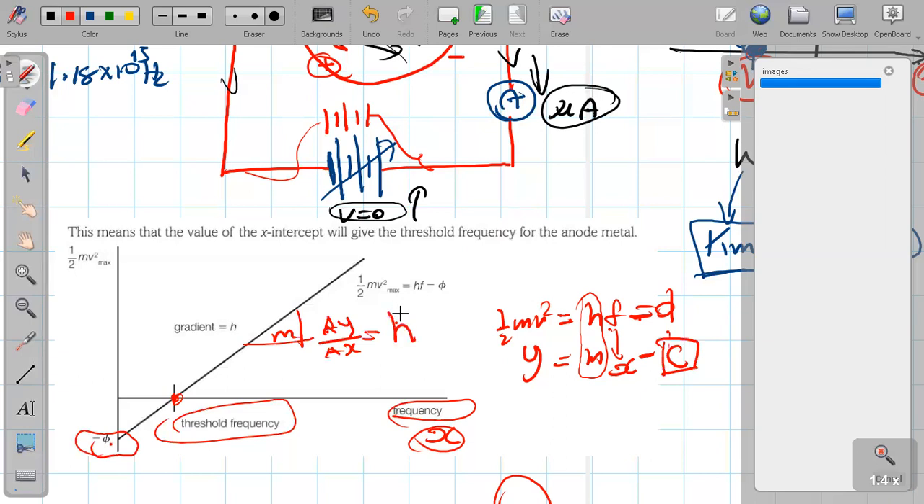No, negative means you have to provide energy to remove it. Right, not energy being wasted. So here you provide some energy to the electron. That's why it's negative, and half mv squared. This any point is representing what?